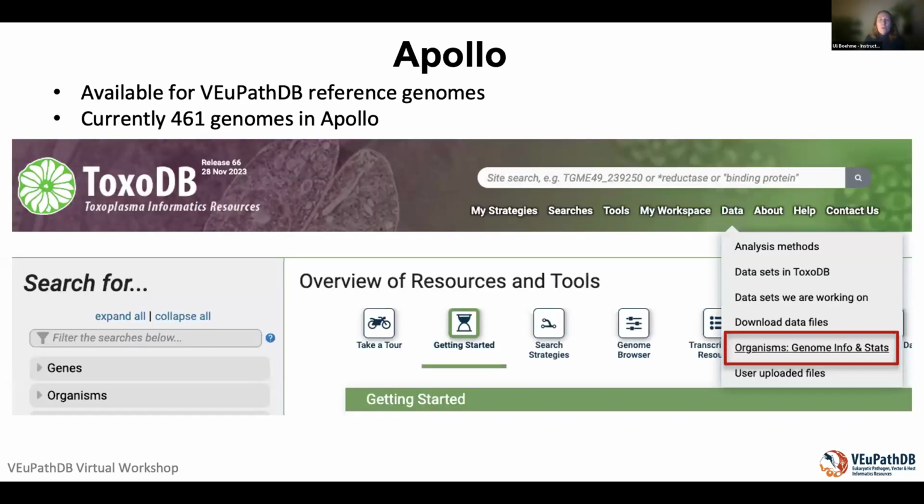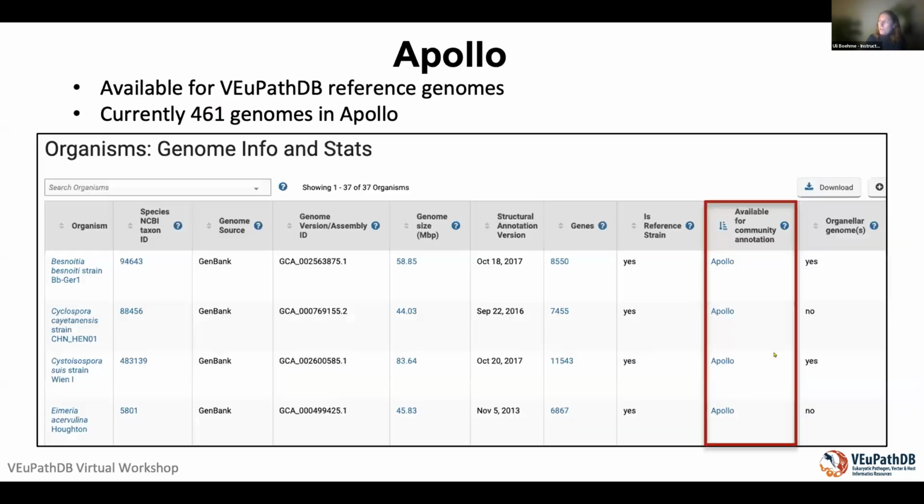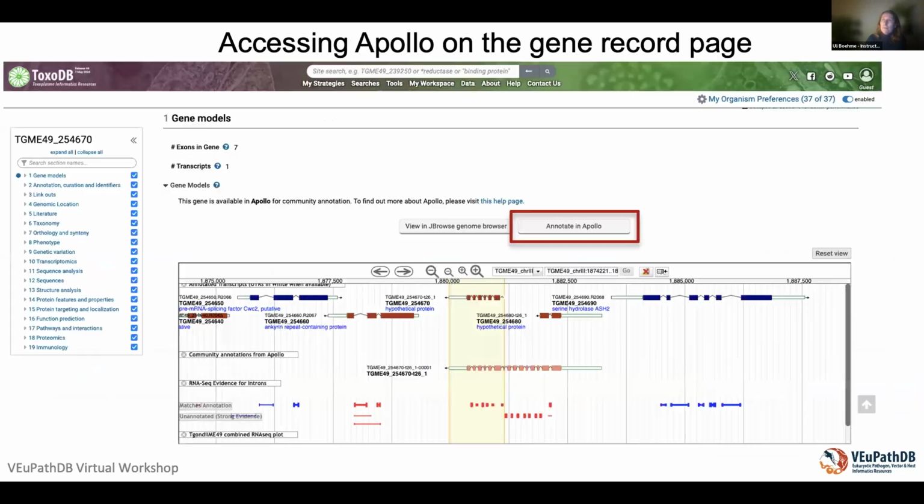It is available for most of the reference genomes, and Omar already explained to you what reference genomes means. These are the genomes where we map all the data. And we currently have 461 genomes in Apollo. And if you want to know all the genomes that are in Apollo, you can see that by going to Data, Organisms, Genome Info, and Stats, which will give you a table with a column, and it tells you if your genome of interest is represented in Apollo.